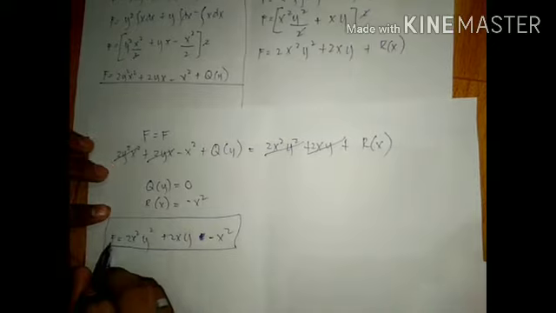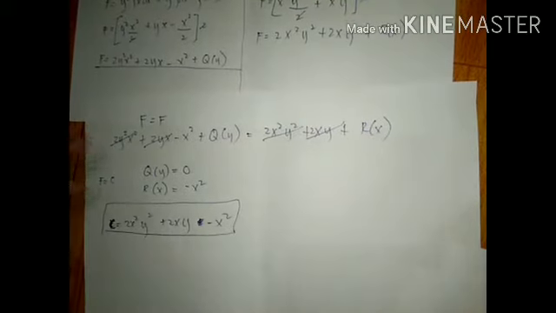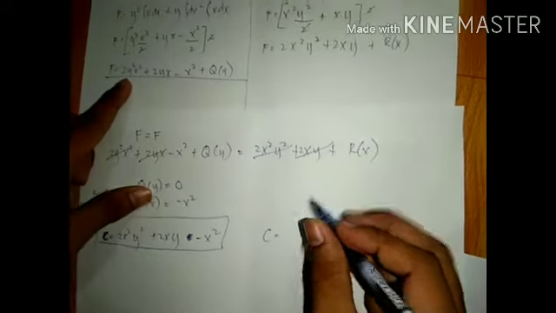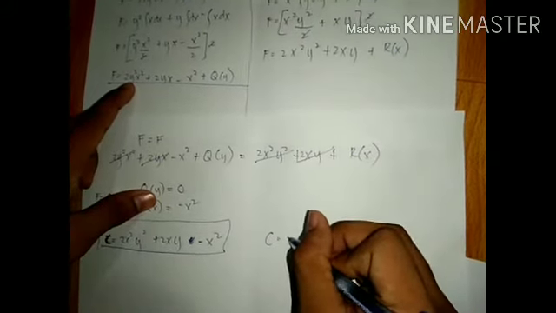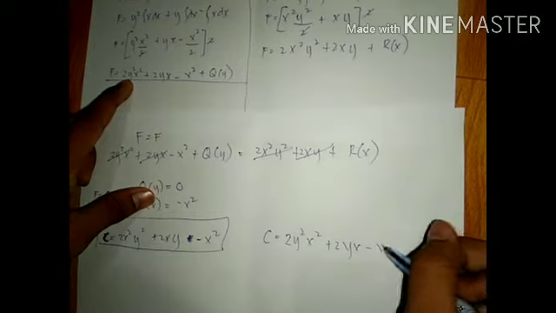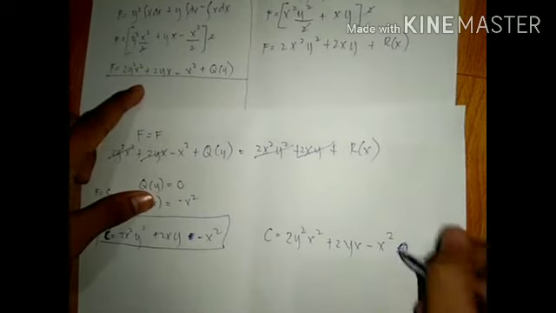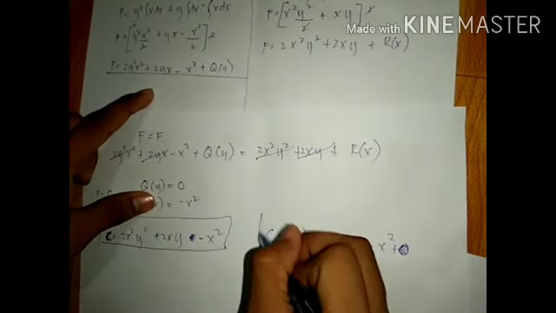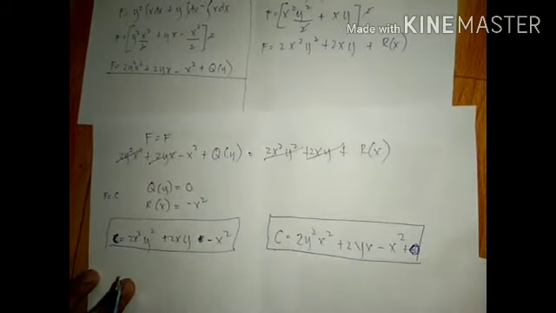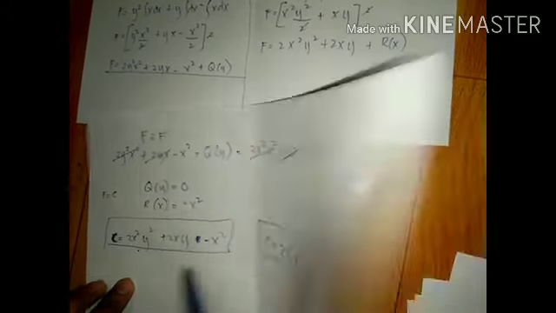So here f is equals to a constant C. On the other side, the answer for Q of y is a constant: 2y squared x squared plus 2yx minus x squared plus Q of y, which is 0, plus 0. So this is our Q of y answer in the general solution. And the answers are the same, so it means it is exact.